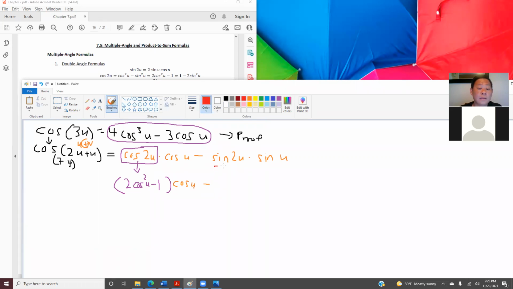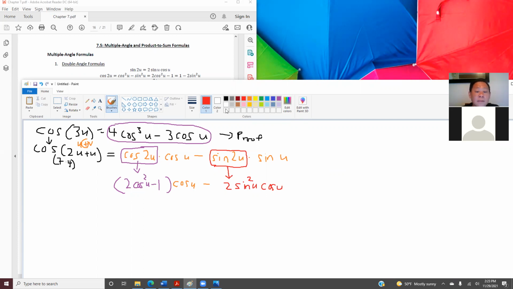minus. Now this, you can also use a double angle formula. But the good news for sine 2u, you only got one choice. So in this case, it will be 2 sine u cosine u, only one choice. You don't have a choice here. But then you also need to multiply this with sine u. So this sine u will be squared.